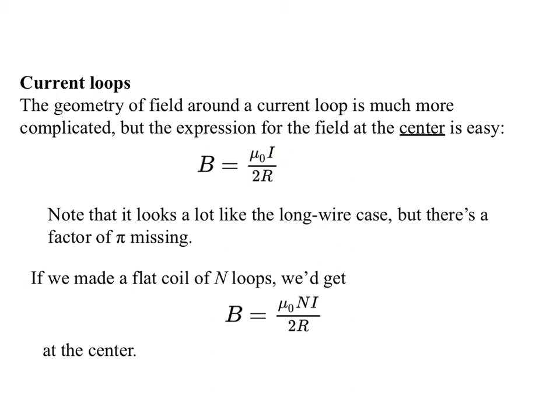It's a little annoying, and there's nothing that can be said about that. It's almost the same, but not quite. And the only way I know to remember it is that it's almost the same, but not quite, and remember what the difference has to be. If we made a flat coil of N loops, then each of them would contribute this because of linear superposition. So at the center, we'd have mu naught N I over 2r. And that's a useful thing to know as the field at the center of a collection of N loops.